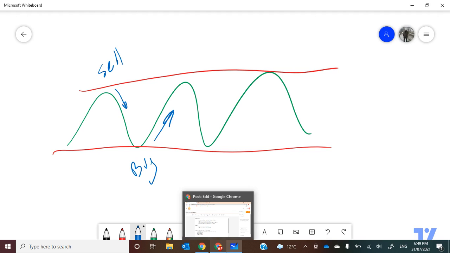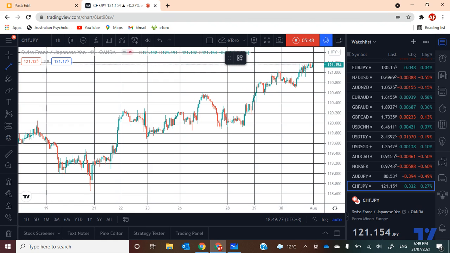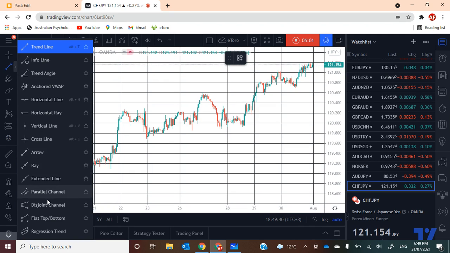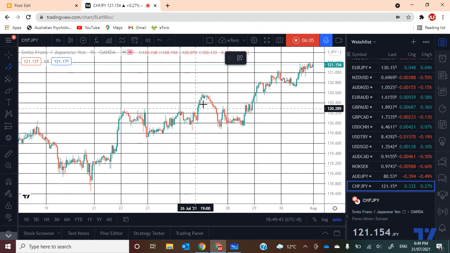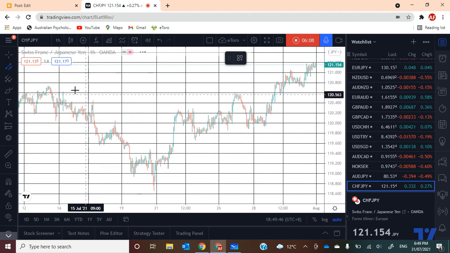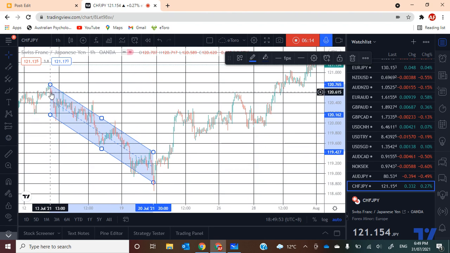That was all about channel trading. Let's go and have a look at the chart to see if we can find some channels. Okay, this one is Swiss franc and Japanese yen. I'm just going to open a parallel channel here to see if we can see some channel movement. So the first one, look at this one. As you can see, it nicely moves between the upper and lower lines. And as we are in a downtrend, we take the sell here, another sell here, and it very nicely continues.